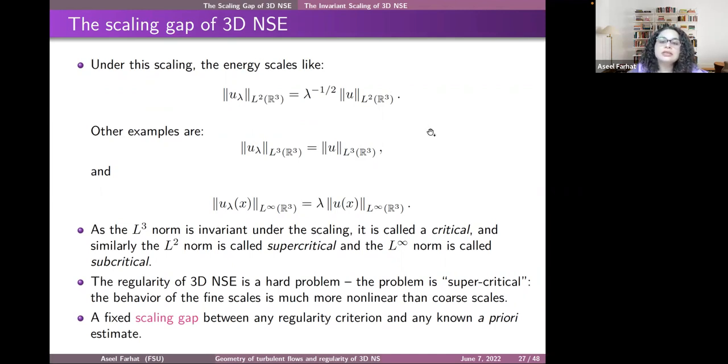Any class that is similar to L3, basically preserved under the scaling, is what we call a critical class. The ones like L2, which is like all the a priori bounds we have, are the supercritical classes. That's why we refer to the Navier-Stokes problem as supercritical: all our bounds are at this level, but technically what we need is at that level. L3 is a good control norm, because it controls small scales and large scales in an equal fashion. So if you have any a priori bound here, you can control all the scales and get regularity. The scaling gap is the gap between what we need and what we have.